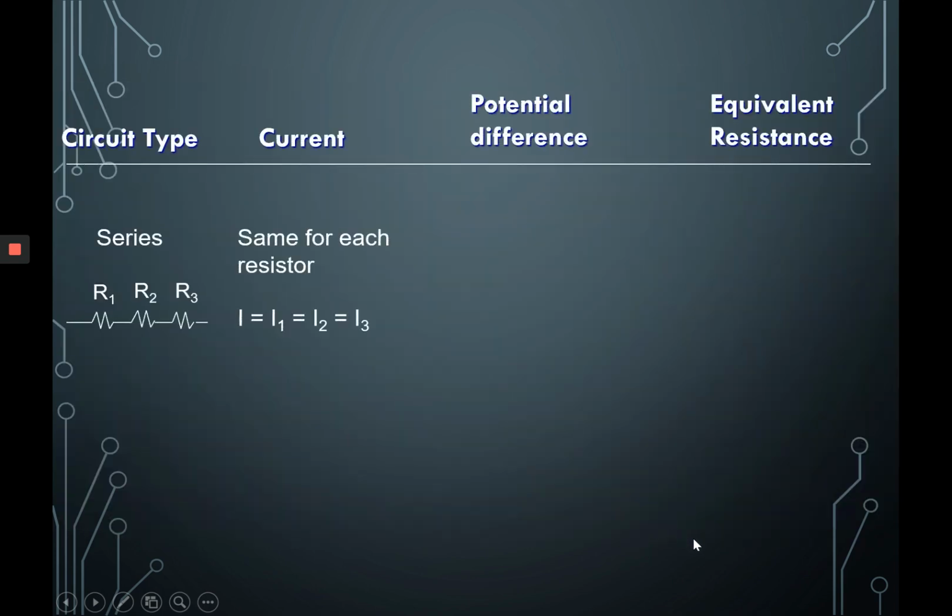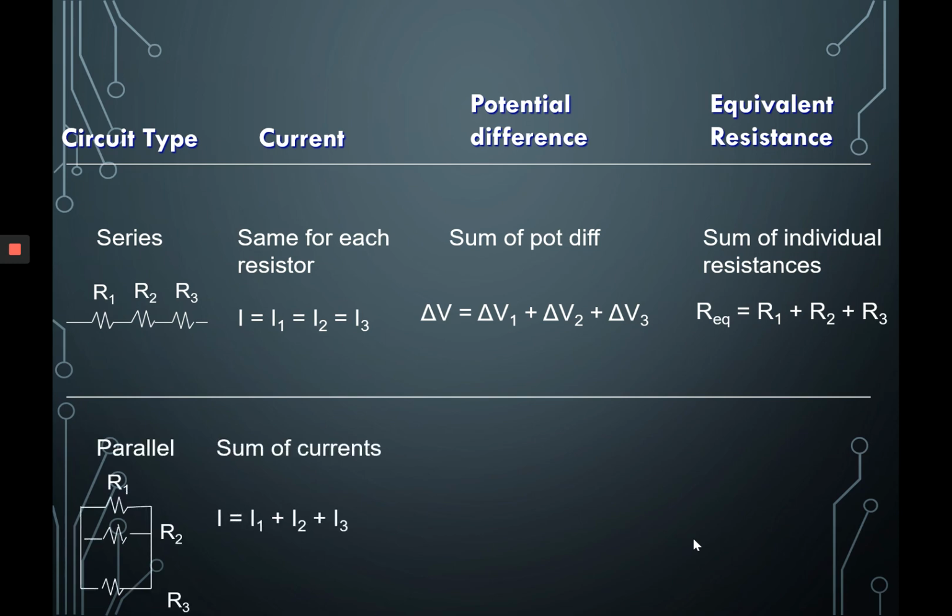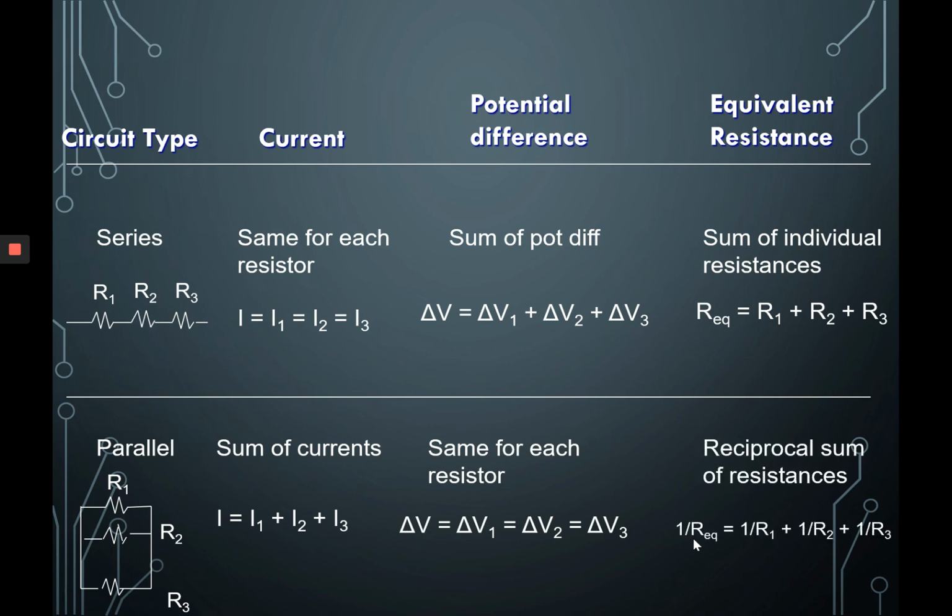So let's summarize this. In a series circuit, the resistances add together. It has one single path for the current to take, so the current is equal and the potential difference adds together. In a parallel circuit, the current adds, the potential difference is equal, and the resistances add inversely.